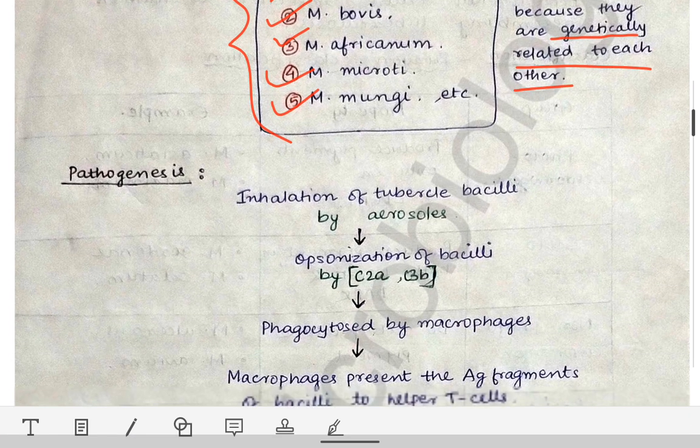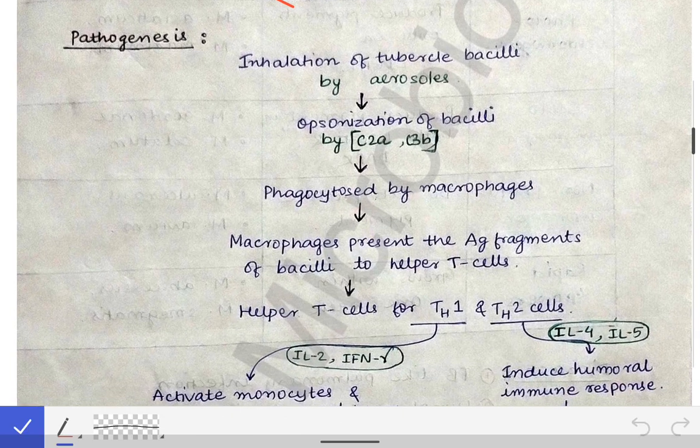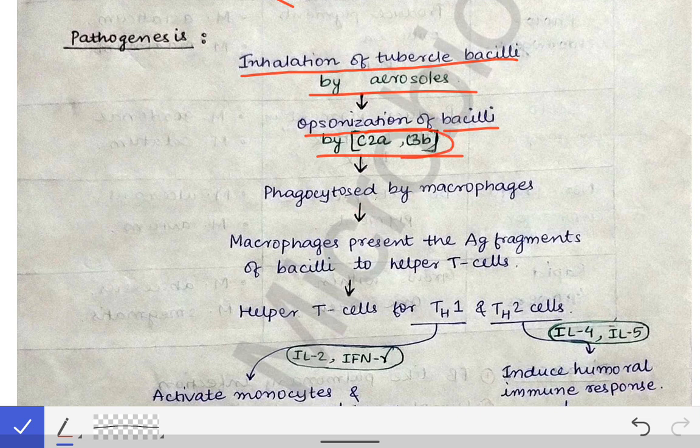Coming to the pathogenesis, we know that tuberculosis is transmitted by aerosols, by droplets, and by inhalation. So inhalation of the tubercle bacilli by aerosols is the mode of transmission of tuberculosis. Once there is inhalation of those tubercle bacilli, they enter the lungs, and there occurs opsonization of the bacilli by the complement proteins C2A and C3B. Out of these, the C3B complement protein is more important than C2A.